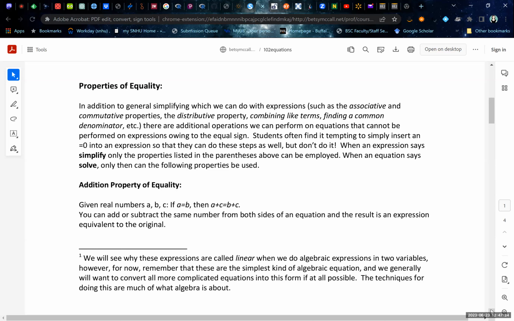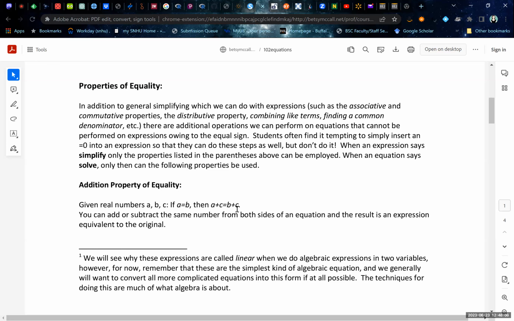Now, we do have general simplifying strategies, as I mentioned before: properties of real numbers, distributive property, combining like terms, finding common denominators, things like that. But these properties of equality are, again, algebraic principles that we can use in order to simplify an equation. So if we have real numbers a, b, and c, this is the addition property of equality. If a is equal to b, then I can take a plus a third number and b plus that same third number, and this will still be true.